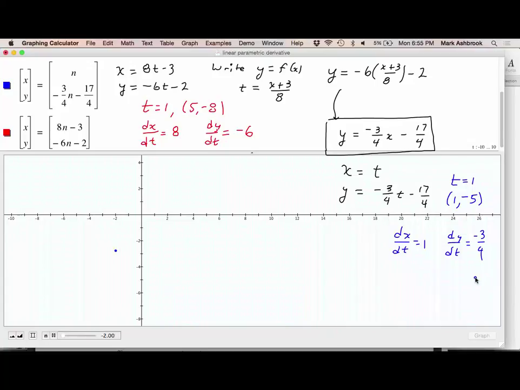So how do you see that playing out in that animation? Every time t changes by 1, that blue dot increases its x by 1 and goes down less than 1 in y. But every time t increases by 1, x increases by 8 and goes down by 6. So that's exactly what we're seeing here in the graph. Wait, so dx over dt for the first function is 8. Right. But watch, I'm going to change.